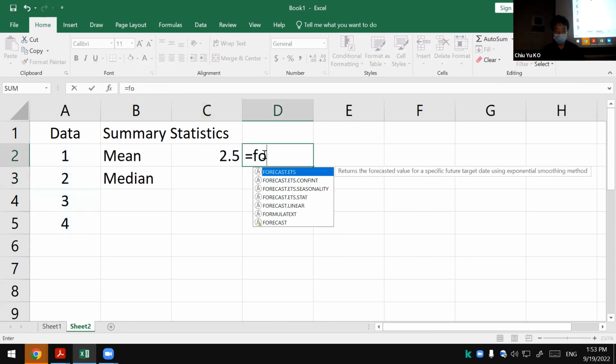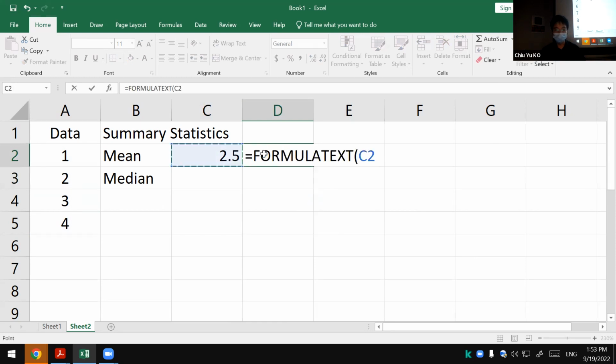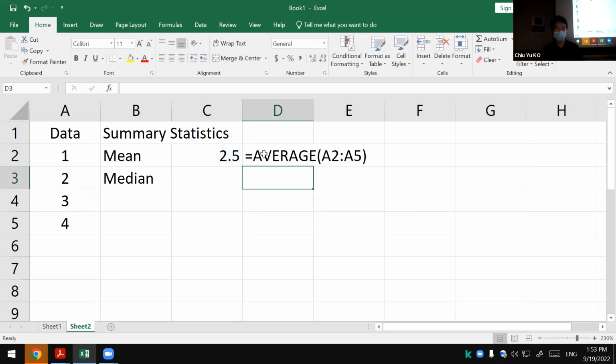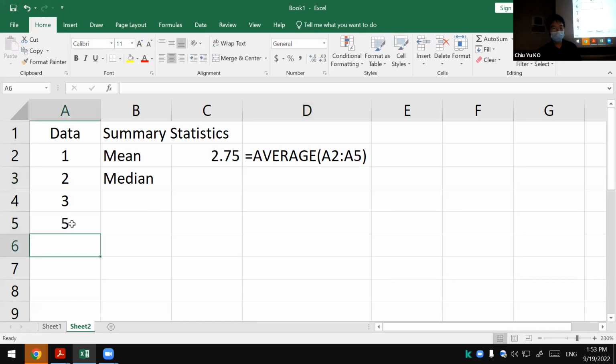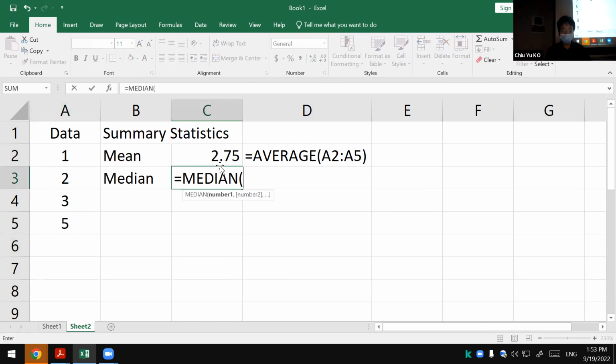So let me show you this one. This is showing you the equation there, the average. In that case, you don't need to tell the spreadsheet what the data is, and it's good when you change the number, right? Suppose I change a number to 5. You can easily see the number changes accordingly. Same as median, I can do the same thing, median there.